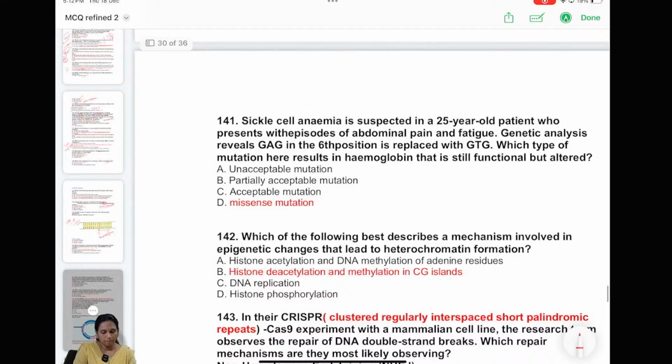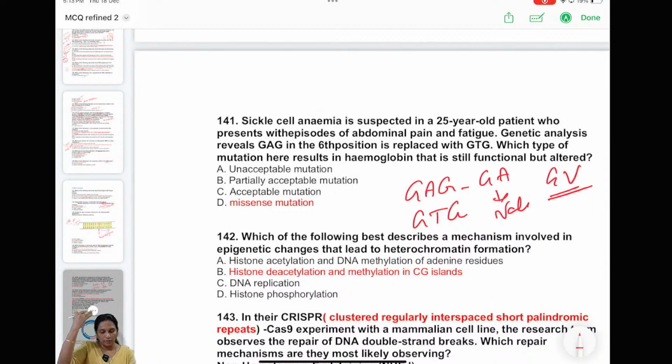Sickle cell anemia. What happens in sickle cell anemia? At the sixth position of the beta globin of the hemoglobin, glutamic acid is replaced by valine. Remember GV Prakash: at the sixth position, GV. Glutamic acid is replaced by valine. So this is a missense mutation. Because of this, the normal hemoglobin will be lost, so sickle cell anemia will manifest. It is mediated by missense mutation.